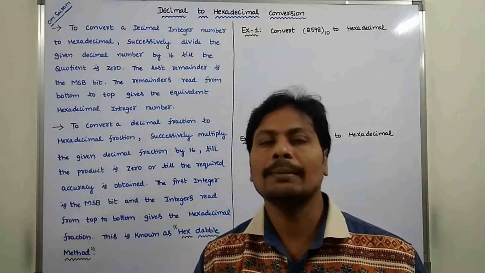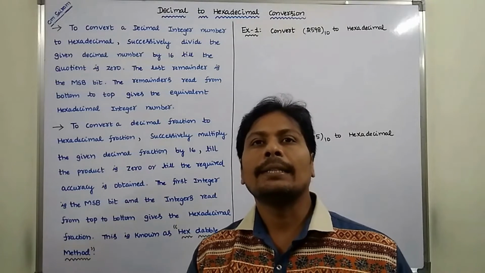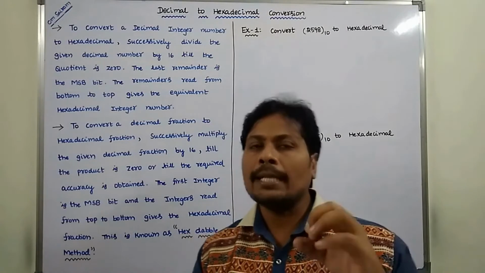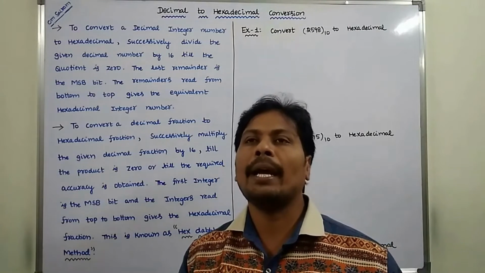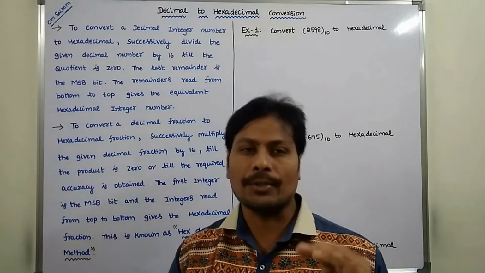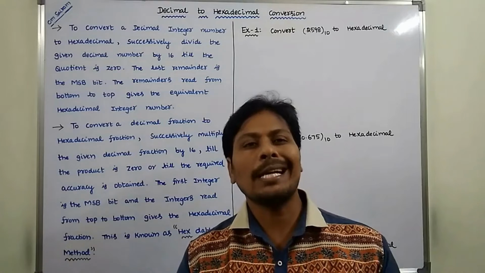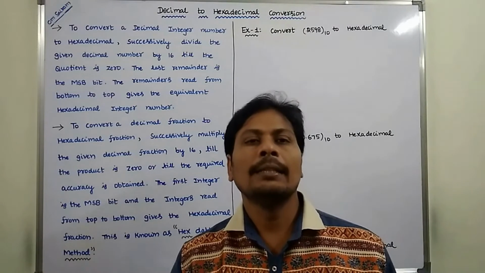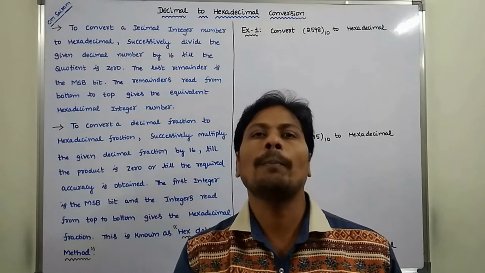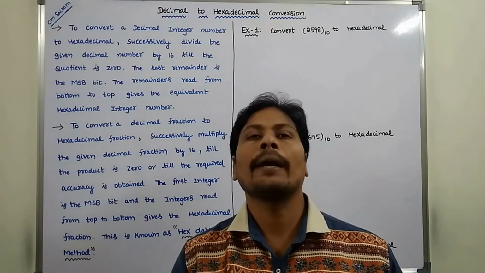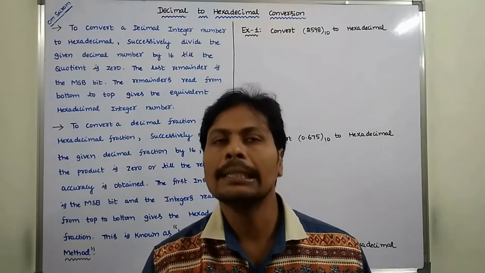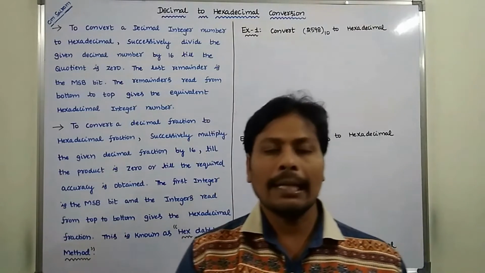16 method. In this method, the given decimal number is successively divided by 16 until the quotient is 0. Once the quotient 0 is obtained, the remainders are read from bottom to top. Then it gives the equivalent hexadecimal number for the given decimal integer number.